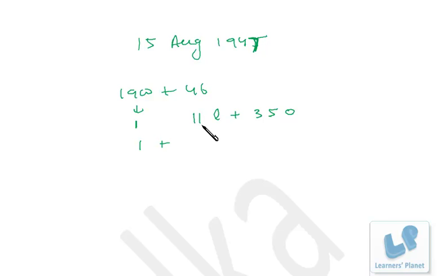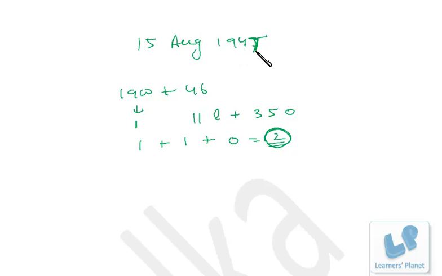So this is 1. 11 leap years, every year having 2 odd days, so total 22 divided by 7, 1 is the remainder. 35 ordinary years, each year having 1 odd day, 35 odd days divided by 7, 0 is the remainder. So till 1946 completed, we have 2 odd days.